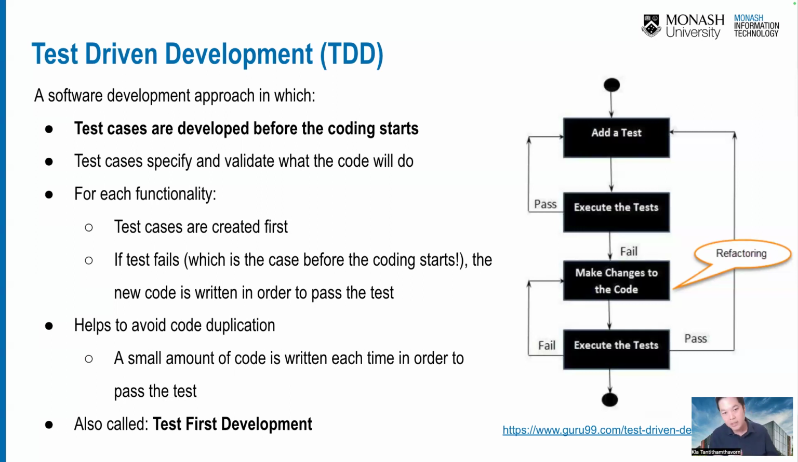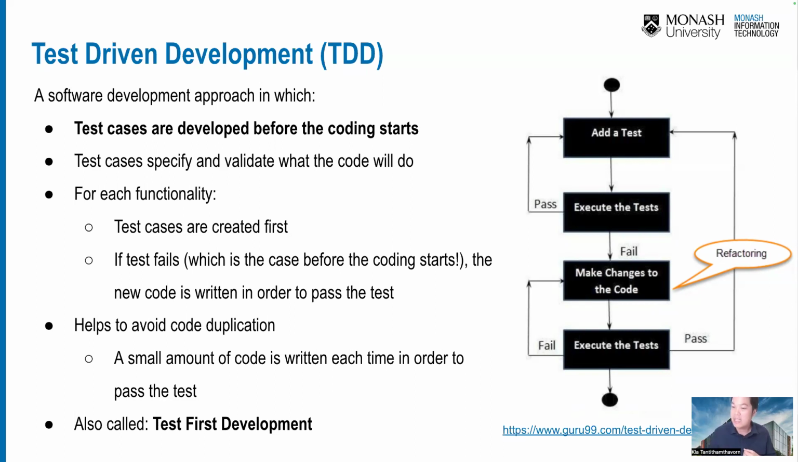Based on the workflow on the right-hand side here, this is the high-level workflow. The first thing you need to do is add a test case. Once you develop the test case, you execute it. Normally, when you execute the test case, you haven't written any code, so the test case will fail anyway. Once it has failed, you make changes to the code. Make sure you write the code until it passes.